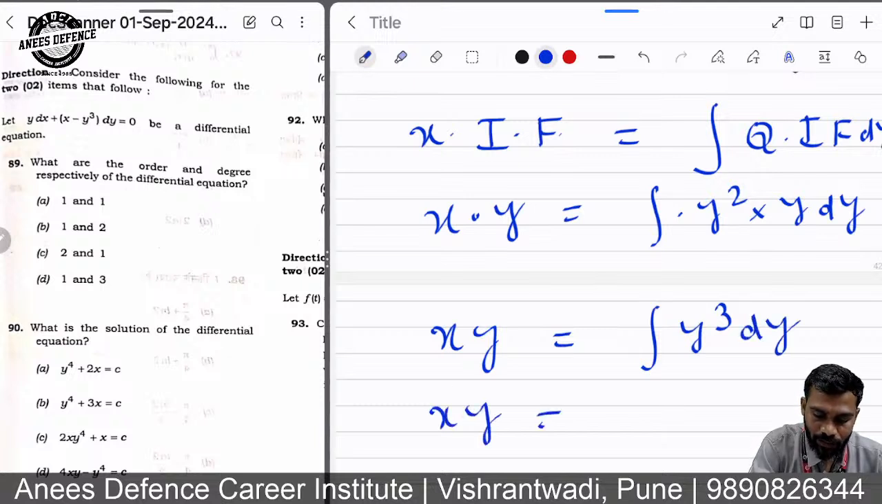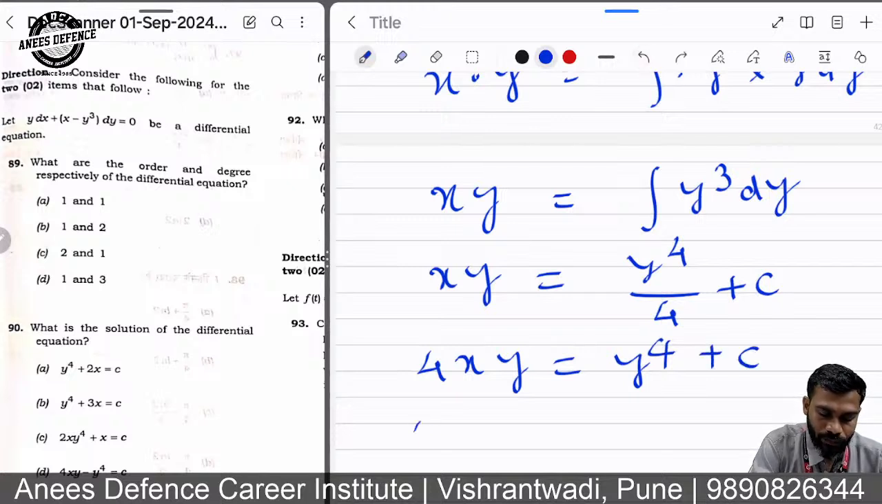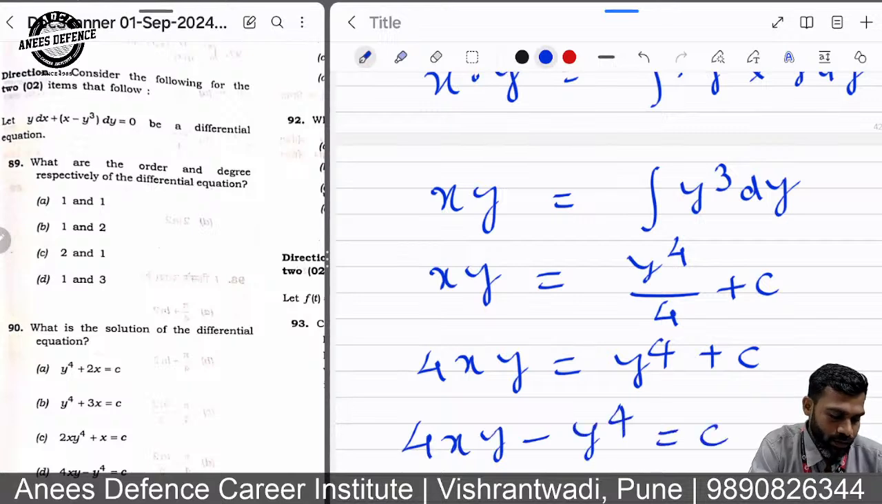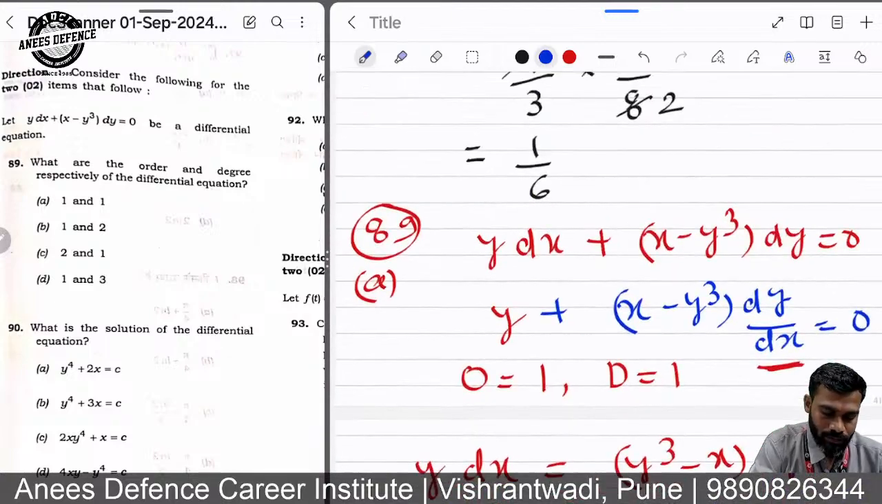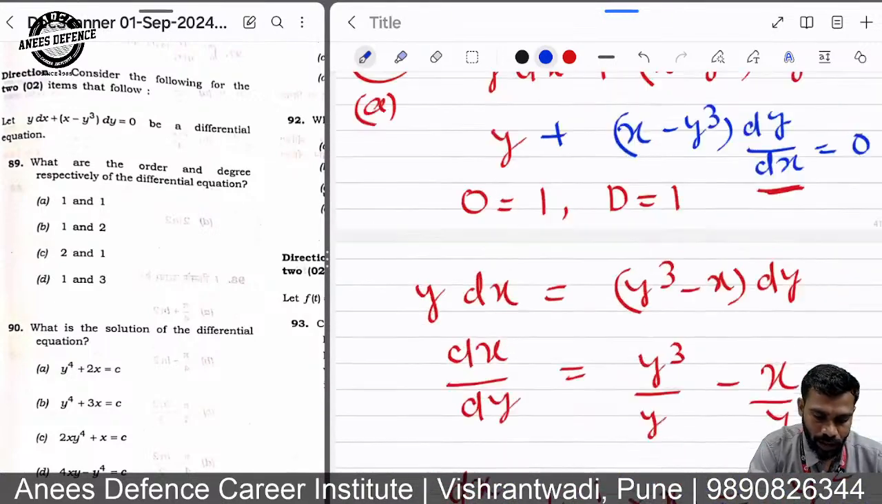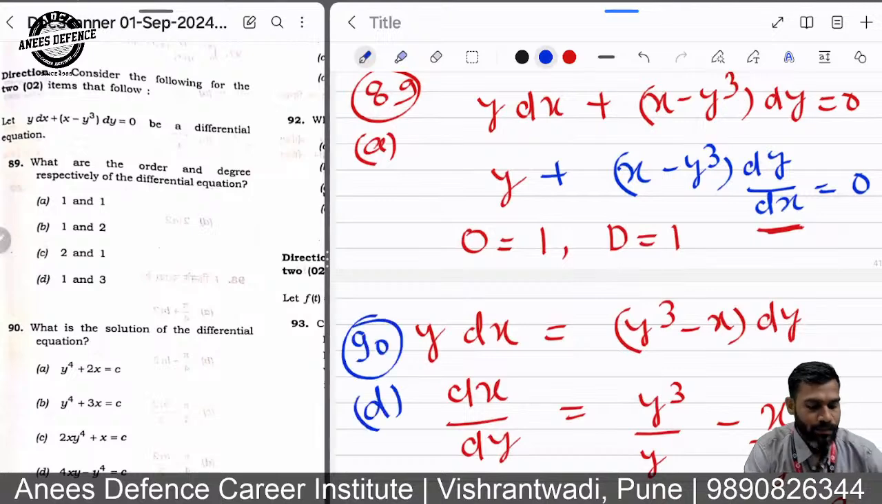So x into y will be y raised to 4 by 4 plus c. Now if you simplify this, you will get 4xy is equal to y raised to 4 plus c. That will be 4xy minus y raised to 4 is equal to c. So option D is the right answer. That was question number 90, right? 90. D is the right answer.